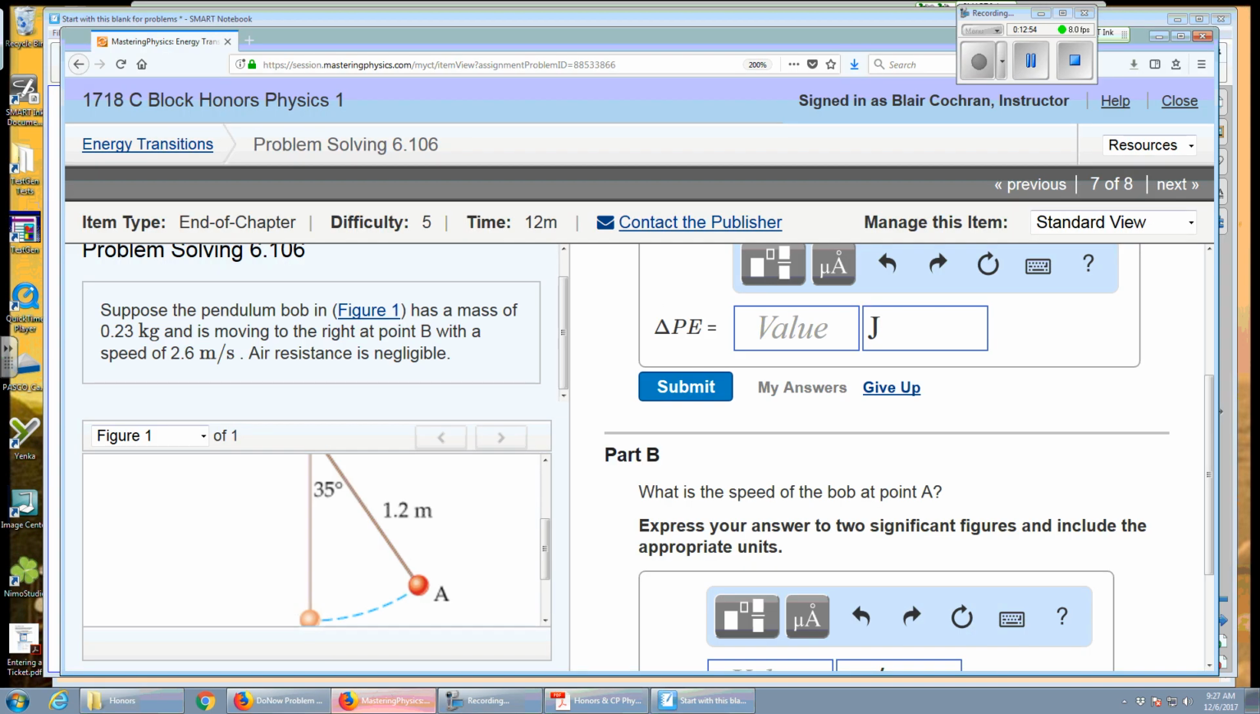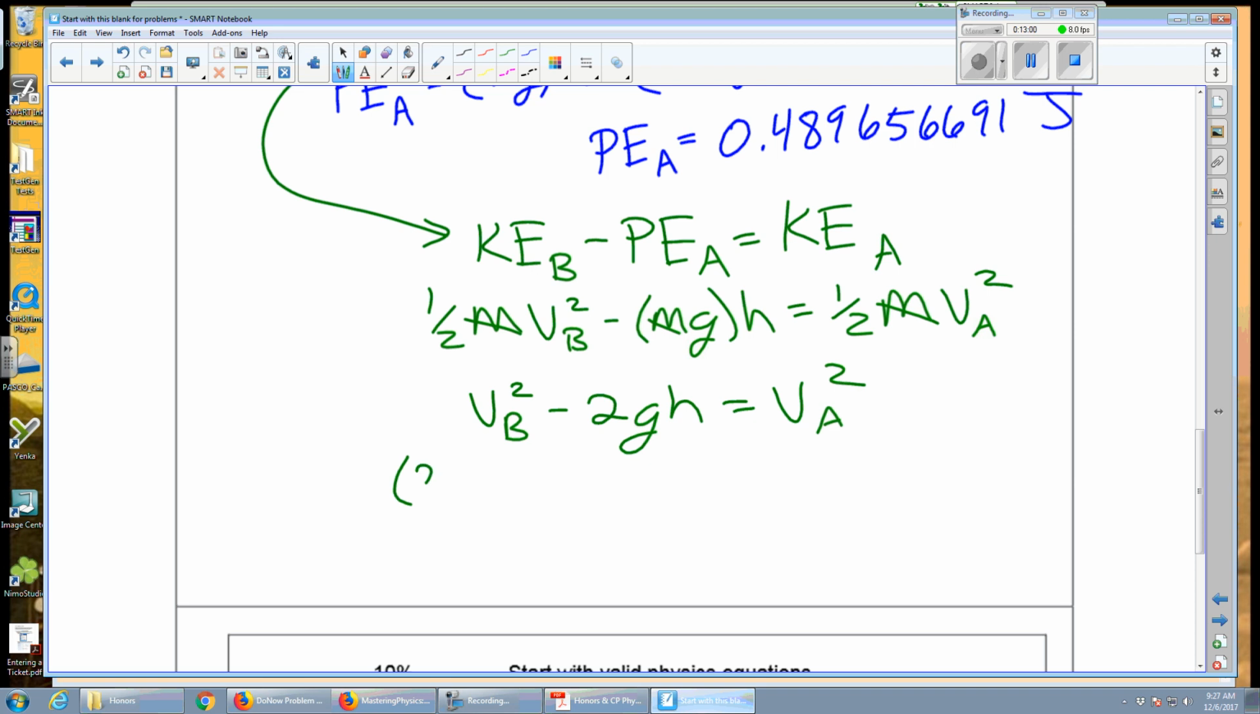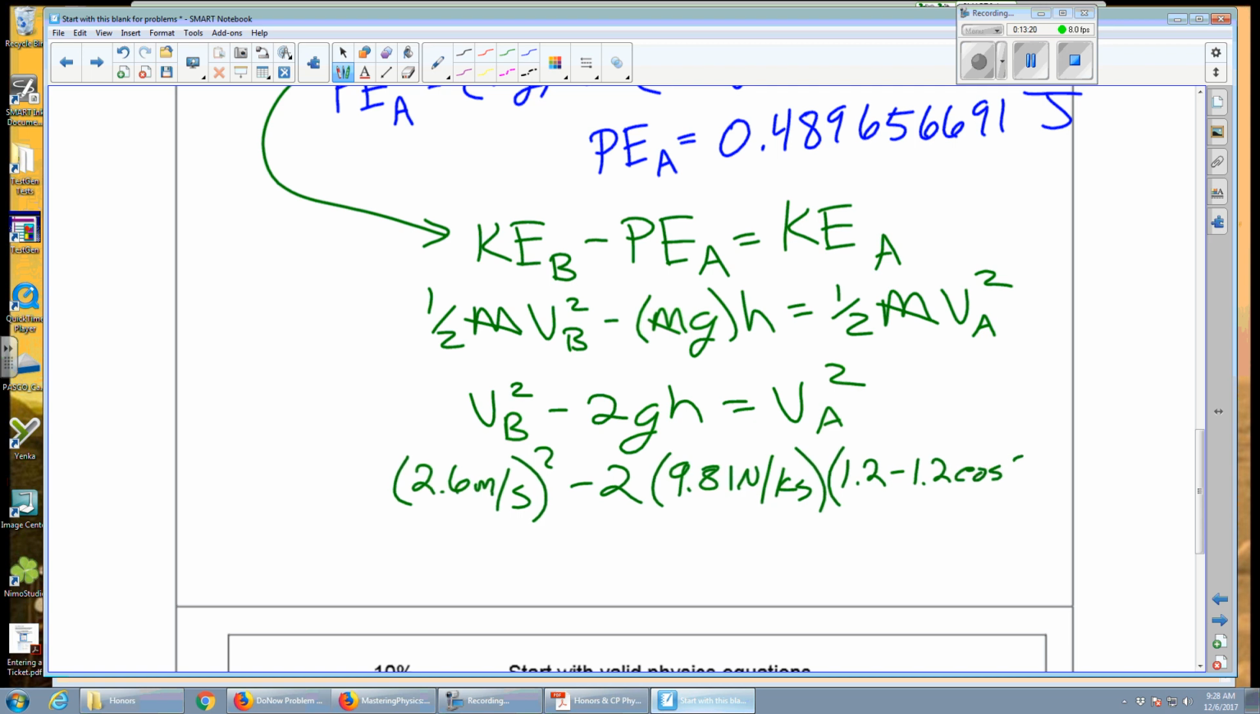Let's see, they tell me the velocity at B. For me, it's 2.6. Make sure you check your numbers, because it may be different. Minus 2. I know we're on the Earth, so 9.81 newtons per kilogram. The height is 1.2 minus 1.2 cosine 35 degrees, meters. And that equals VA squared. Don't forget to take the square root to find VA.